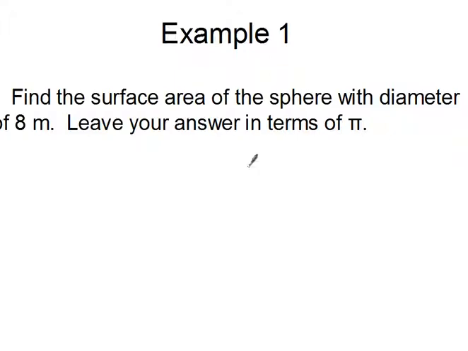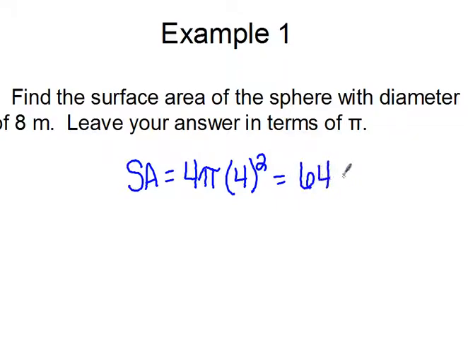Okay, so let's try this. Surface area of a sphere with a diameter of 8. So the surface area equals 4 pi. If the diameter is 8, that means the radius is 4, and we square it. So we type this all into our calculator. We're going to leave it in terms of pi. So that gives us 64 pi meters squared. Okay, if it's area, the units are squared. If it's volume, the units are cubed.